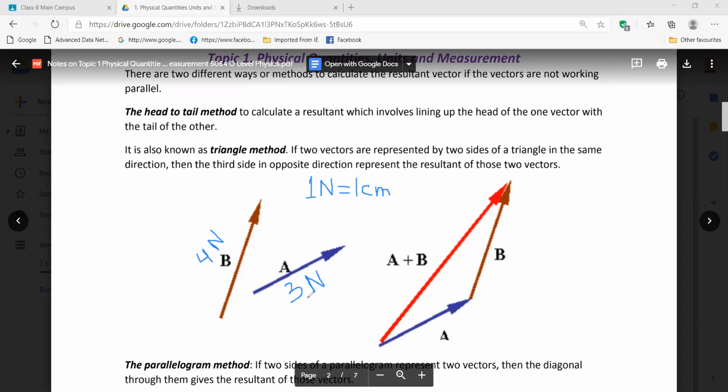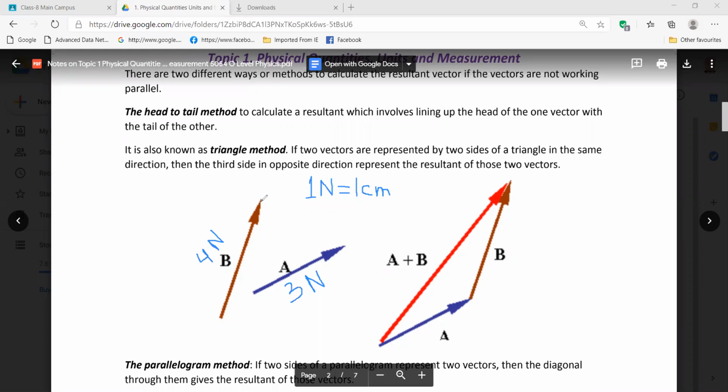Sir, is a calculator allowed? Yes, a calculator is allowed. What about the arrow? Will we just measure it with a scale? Yes, we are using the arrow also. The length starts from the tail to the last end of the head. Till here you will take the length.